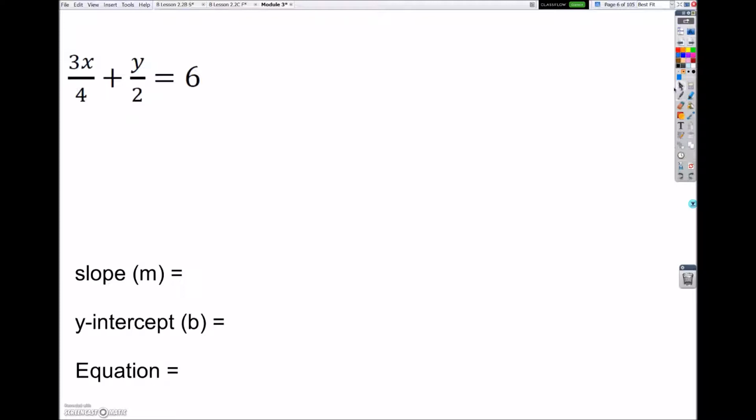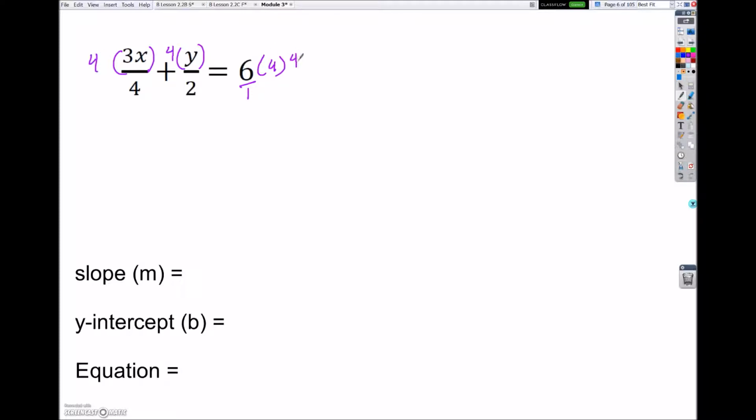Now, last one, this one's pretty tricky because it has those fractions. So what we need to do is clear the fraction by doing a fraction buster. I look at all my denominators, which is 4, 2, and this invisible 1, and I need to figure out what is my least common multiple of each 3. And so what it is is positive 4, so I'm going to multiply each and every term by 4.